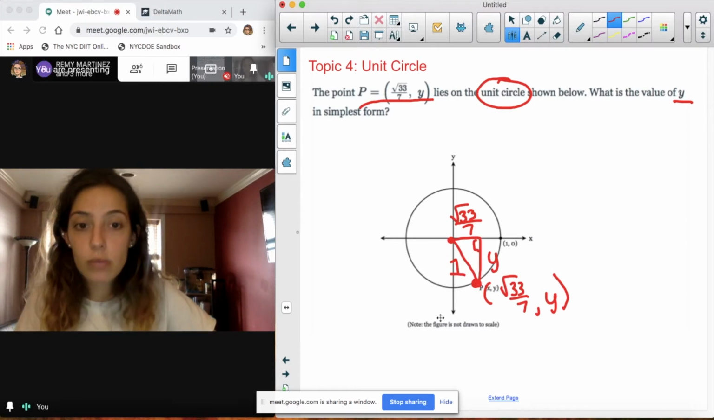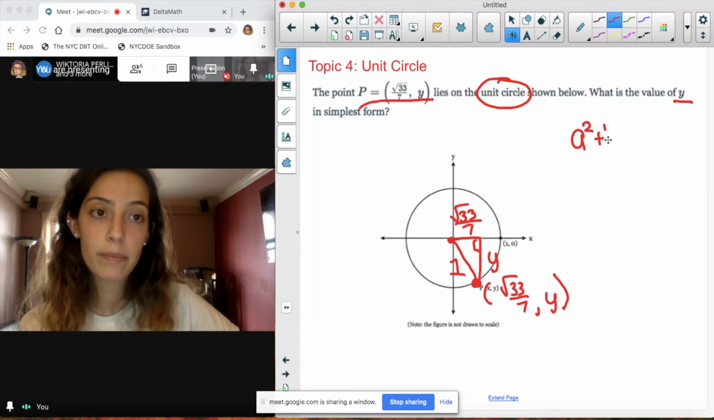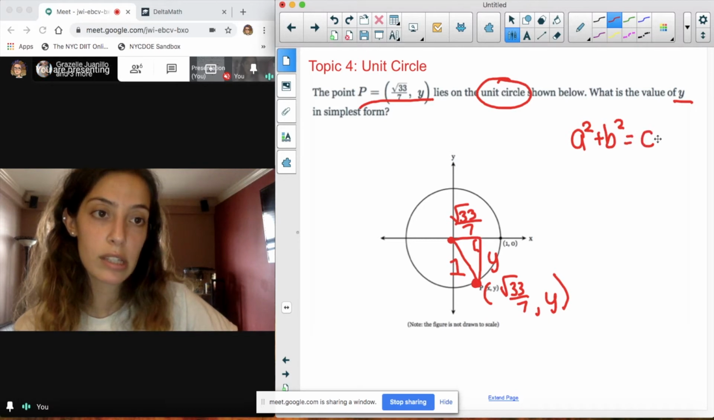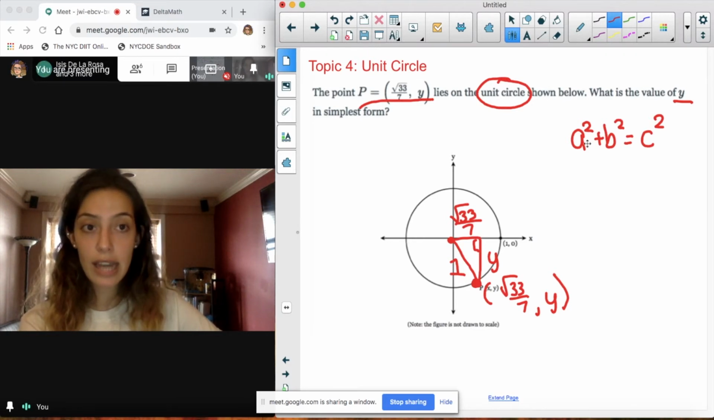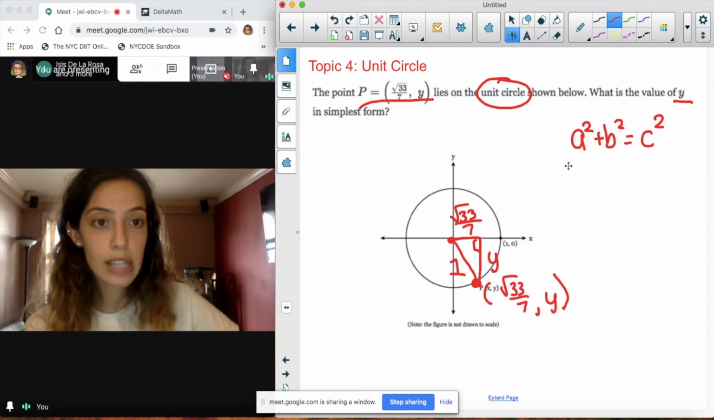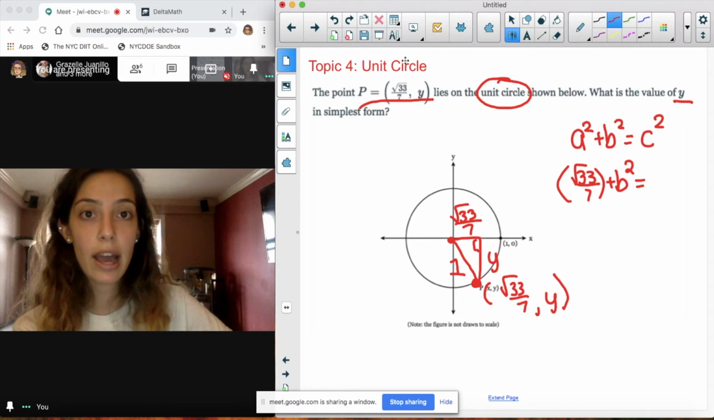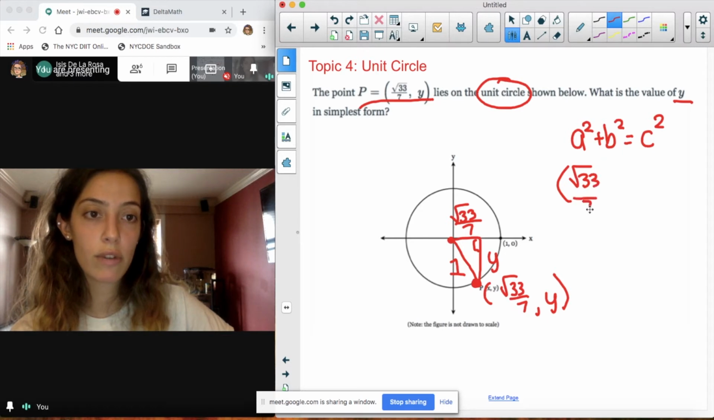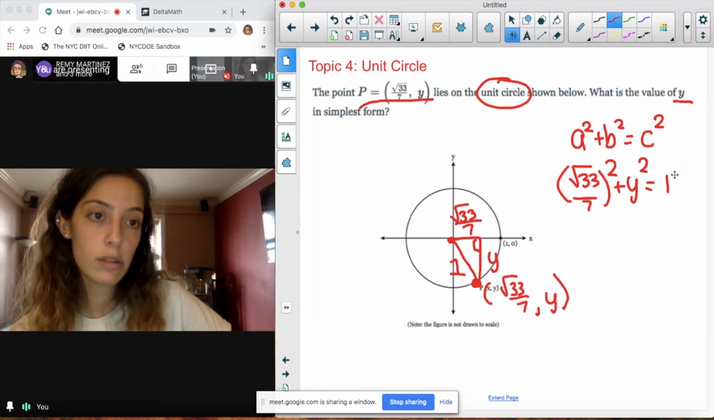So this helps us because we can use the Pythagorean Theorem to find y. So we have a squared plus b squared equals c squared. Now we know c is our hypotenuse, and a and b are your two legs. So let's say a was radical 33 over 7. Let's leave b as b, because that's what we're looking for, the y. Actually, why don't we change it to y? So this will be radical 33 over 7 squared plus y squared equals 1 squared.